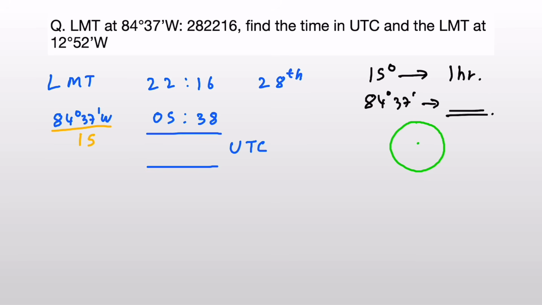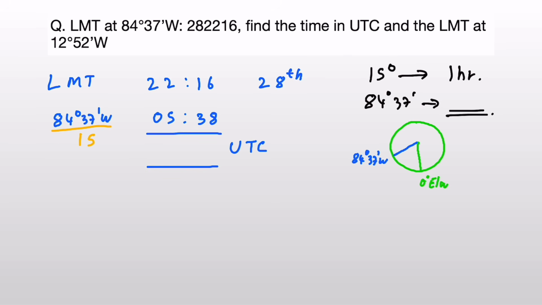This is the Earth. I'm viewing the Earth from the top. So that's the North Pole. This is 0 degrees east-west longitude, which is the prime meridian. And I'm talking about a longitude which is 84 degrees 37 minutes west. That means the longitude would be somewhere here. So this is 84 degrees 37 minutes west.